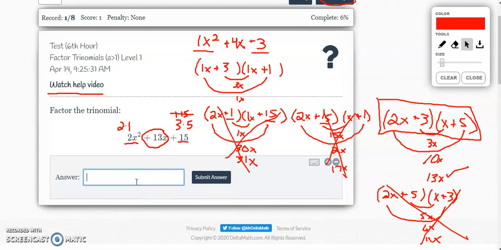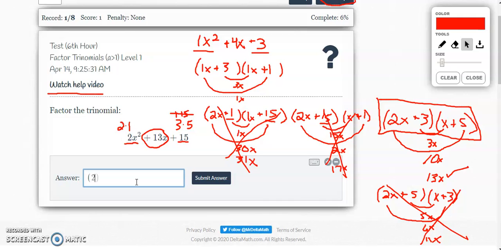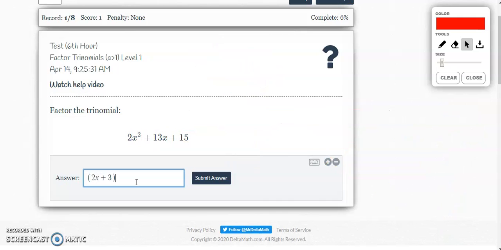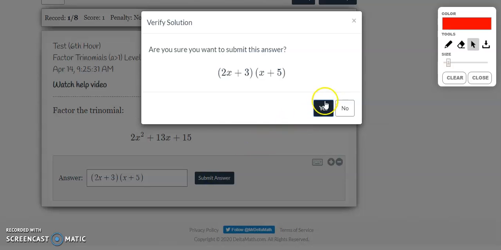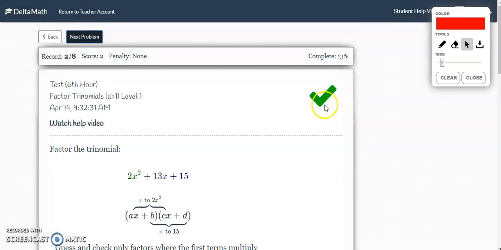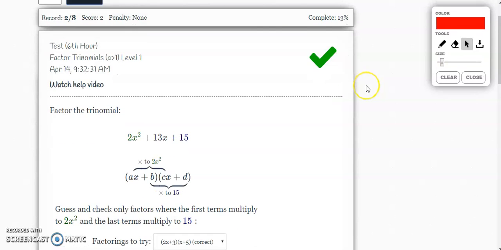All right, so we've already got the answer that we need. So down here it says go ahead and have the factored form. So I'm going to go with 2x plus 3. And then we said it was x plus 5. All right, so then I'm going to go ahead and submit that. Say yes. And there we go. It tells me it's correct. I can look down here.